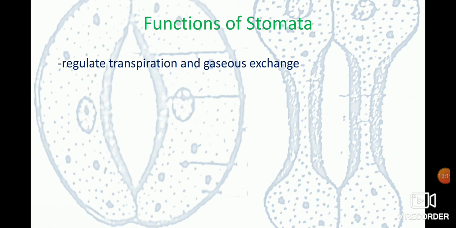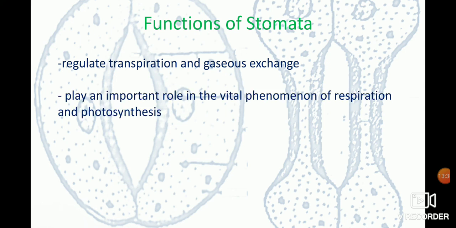And coming to the function of stomata, the main function of stomata is to regulate transpiration in the plant, and also it regulates gaseous exchange in the plant. Thus, they play an important role in respiration as well as photosynthesis.